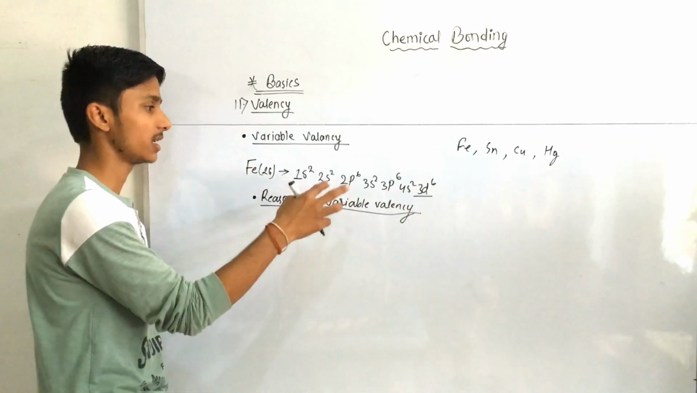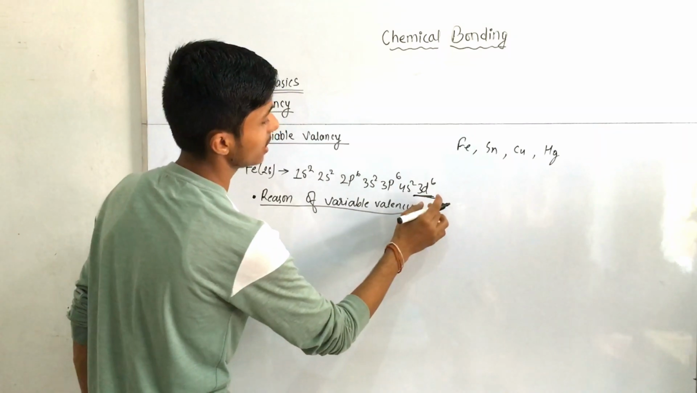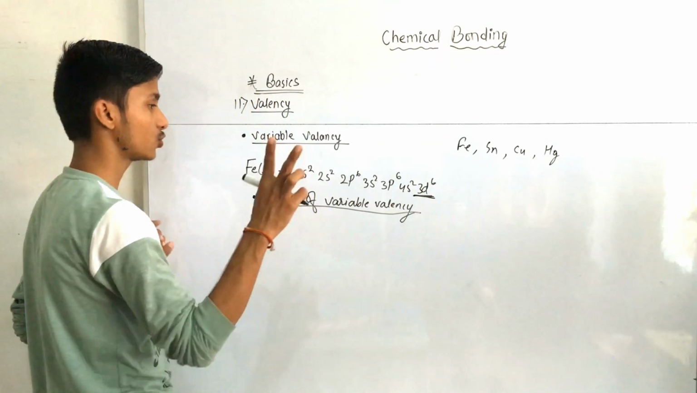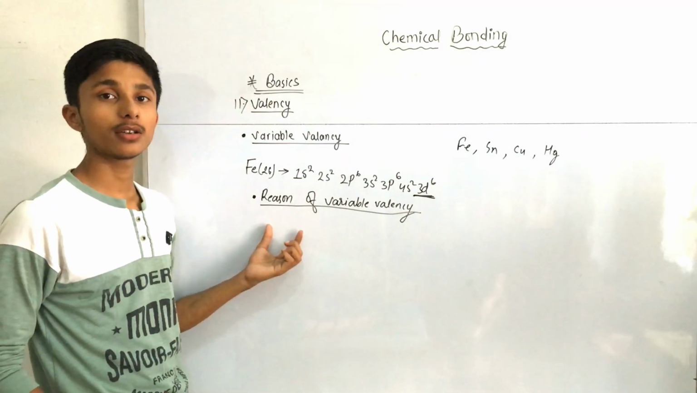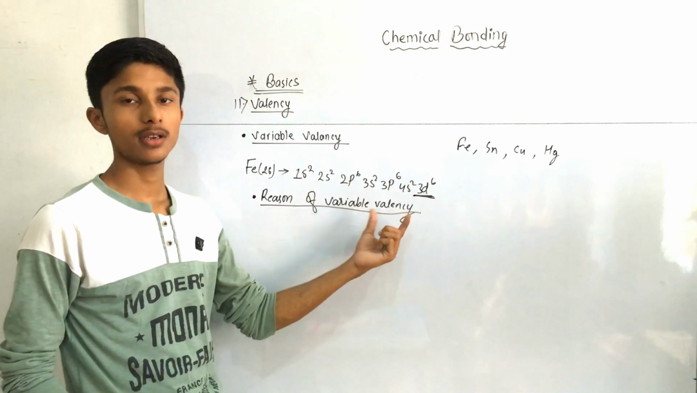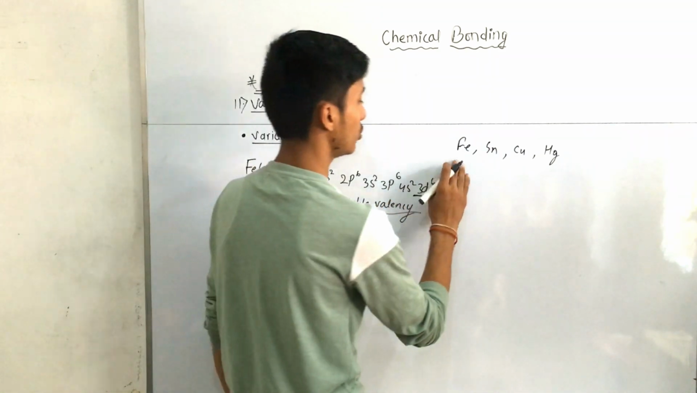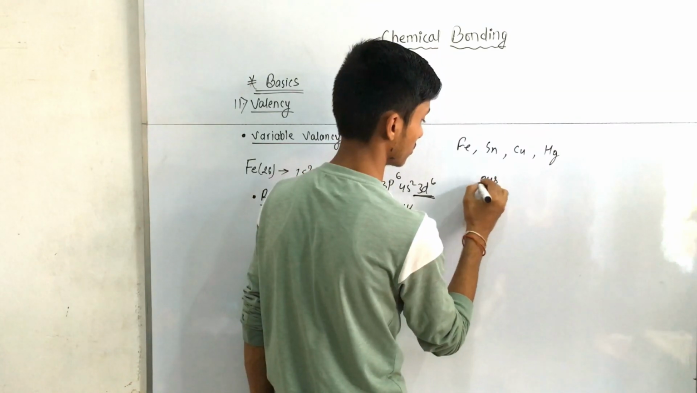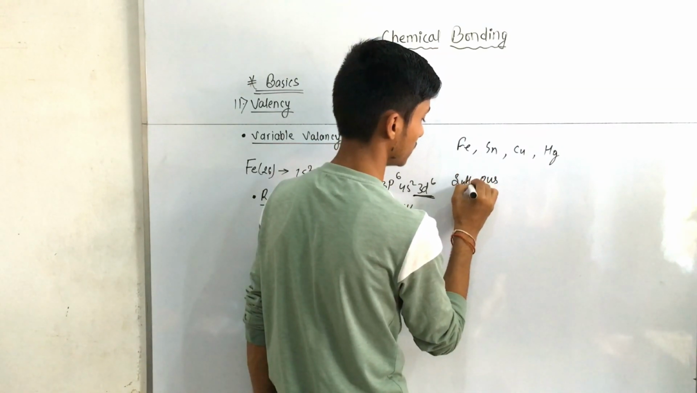In the case of iron, it has an incompletely filled d orbital. So iron has 2 valencies, and the lower valency of this element is assigned by the suffix OUS. This is the suffix.